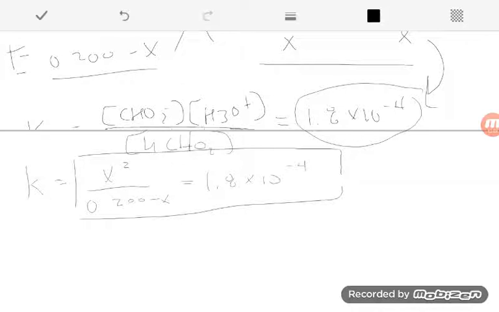But since K is a very small number, I'm going to assume that x is also small, and I'm just going to ignore it right there. So this simplifies a lot. Now I have x squared over 0.200 is equal to 1.8 times 10 to the negative 4. So I want to get rid of this 0.2, so I'm going to multiply both sides by 0.200.